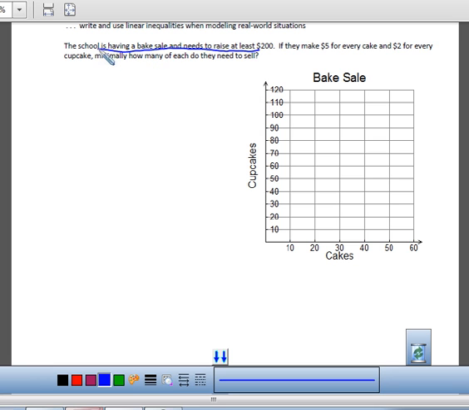And really, this is going to be something we're going to discuss together in class. I also want to focus on where it says at least $200. If it's at least $200, that means there needs to be more, greater than, or equal to whatever $200 is. Okay? So, if you look at the graph, the cakes is on the x-axis, so I'm going to let x equal number of cakes. So then y is going to be the number of cupcakes.